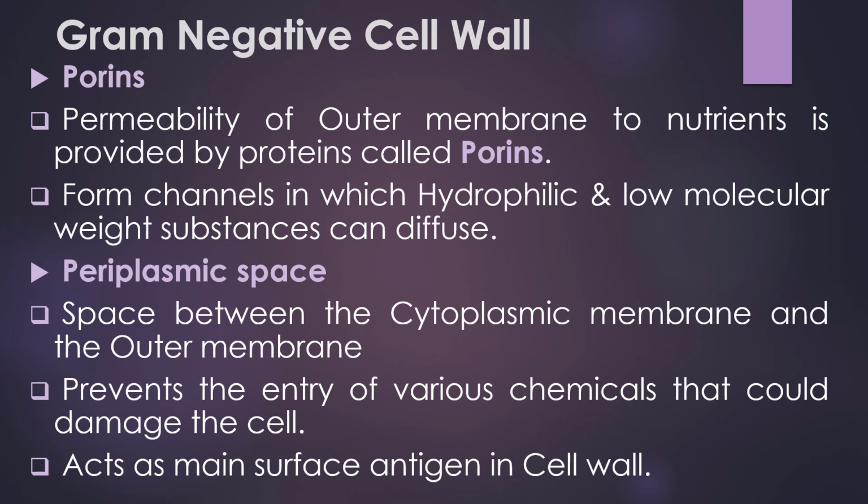And next, the periplasmic space. It prevents the entry of various chemicals that could damage the cell. That is the main role of the periplasmic space, and it is the space between the cytoplasmic membrane and the outer membrane. It also acts as a main surface antigen in the cell wall. In some cases, it is very useful. It is used as one of the important factors for the serological identification of particular bacterial isolates.